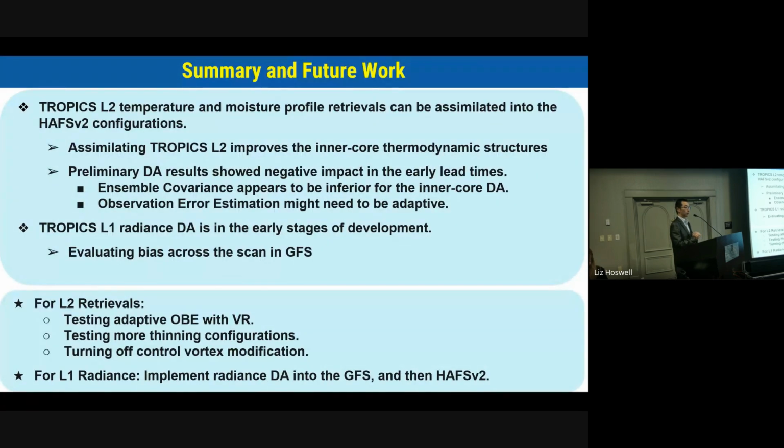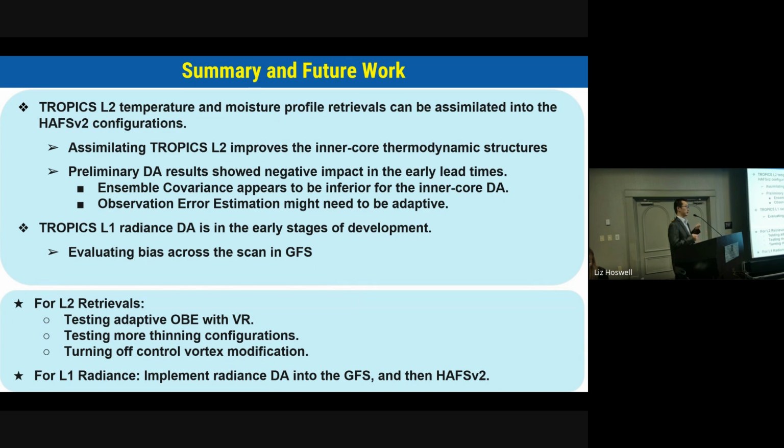So for the level 2 observations, the temperature and moisture profiles, they can be assimilated into HAFS version 2. And we found benefits in assimilating them in the inner core thermodynamic structures. But some degradations or negative impacts were found in the short-term predictions in our preliminary experiments. So one big issue is that the ensemble covariance needs to be better. And second, we need to improve those observation error estimates. But there are also many other possibilities.